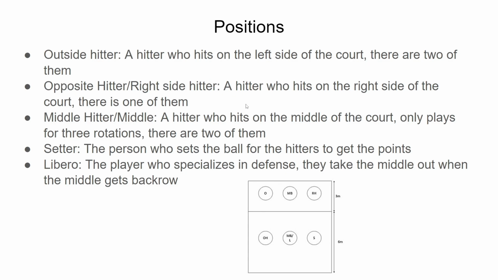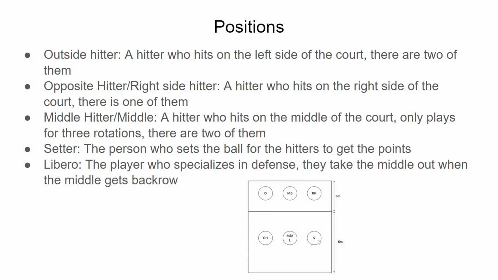And this is a hitter who, just like their name suggests, hits on the right side of the court. And there is only one of them, unlike the outside, where there's two of them. And so right here, they are on the right side of the court. So next, we have the middle hitter, also known as just middle. And they are a hitter who, you guessed it, hits out of the middle of the court. And they only play for 3 rotations. So if they get into the front row here, they have 1, 2, 3.